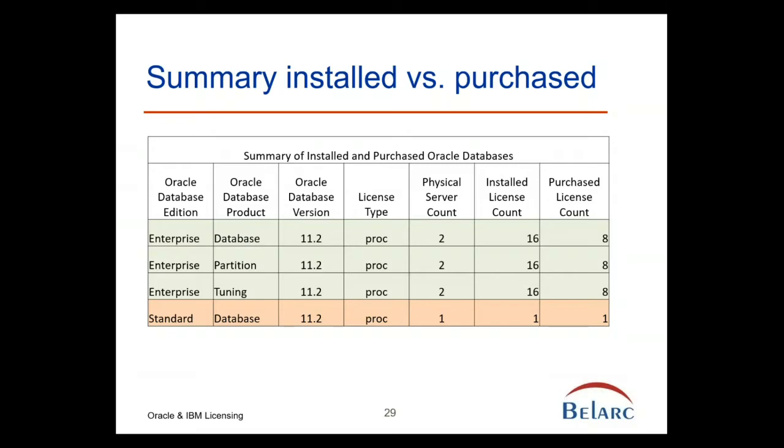Now, at this point, we can see where we are over or under licensed. In this particular example that we're working through, we see for the standard edition database that we have exactly the number of licenses which are required. But in the case of the enterprise edition products, we have purchased fewer than we need. We are either over deployed and need to rectify that, or we need to make some new purchases.